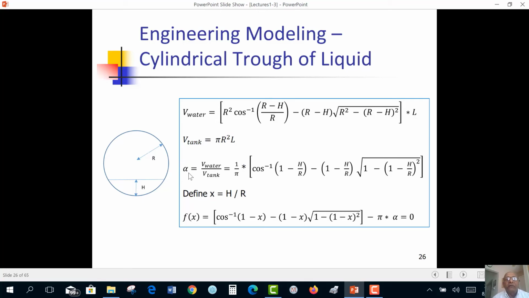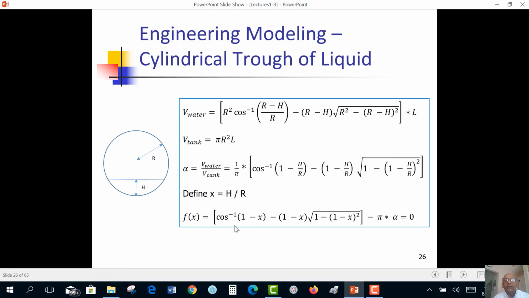So if the percent water in this container is alpha, the fraction of water, then we will divide this first equation by the second equation, and we will get this particular quantity. In this particular quantity, if we define H by R as x, we can write this entire right-hand side only in terms of x. Of course, there will be constants like pi involved, and functions involved.